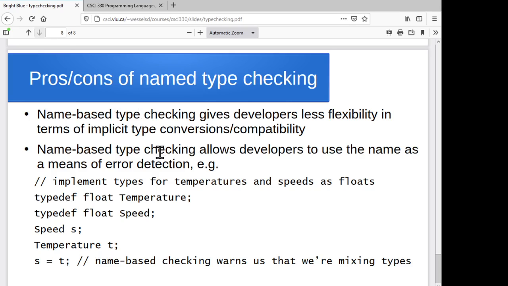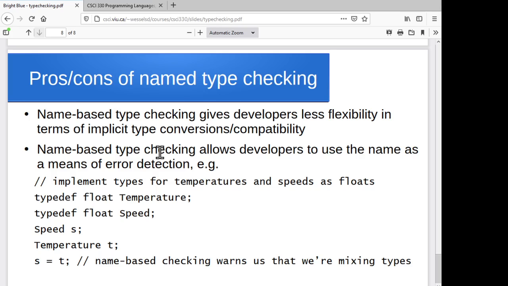For name-based type checking, it's easy for the compiler to go through and check the data types. It just compares the names. If they're different names, they're different types. Quick and easy. It also gives the developer a way of ensuring that they don't accidentally mix and match types. Again, if we take the distance versus temperature example, if I had my variable x that was a distance and my variable y that was a temperature, then one would expect that I probably don't want to assign the temperature to the distance, right? So we've got a way of using our named type checking to get the compiler to do those checks for us.